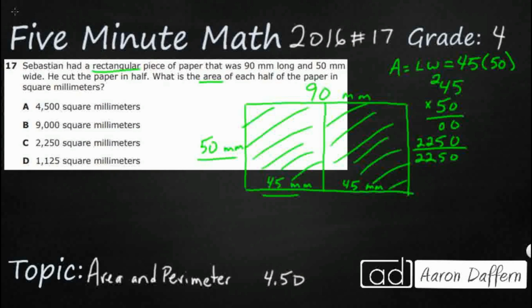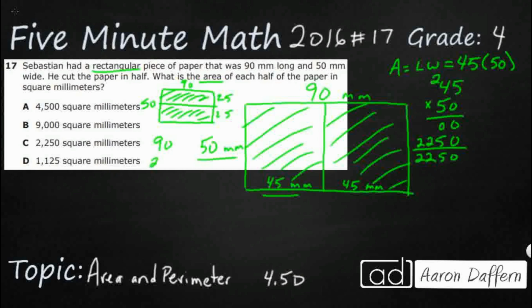Now, some of you, if you were doing this on your own, might not have cut your paper in half that way. You could easily cut your paper in half. Let me draw a smaller example up here. So we've got our 90, we've got our 50. You could have cut it in half this way. And if you cut it in half that way, you have two halves, right? And then you would have widths of 25. And so really we would need to end up multiplying this 90 times the 25.